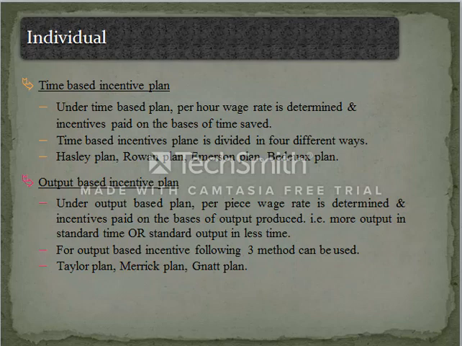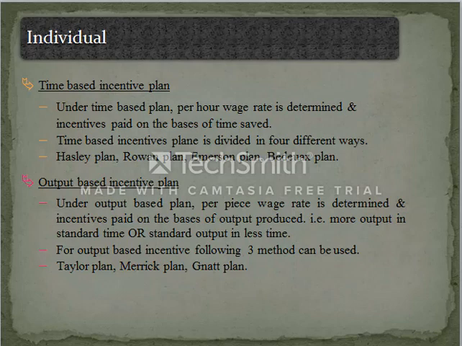See, in our syllabus, basically we are not going into the calculation part; we need to understand just the concept of time based plan. Time based means as per the time the employee is spending in the organization, he will get the incentive from the management. Second one is output based.